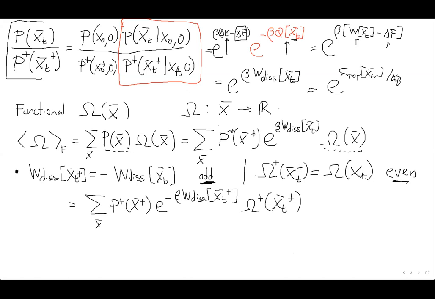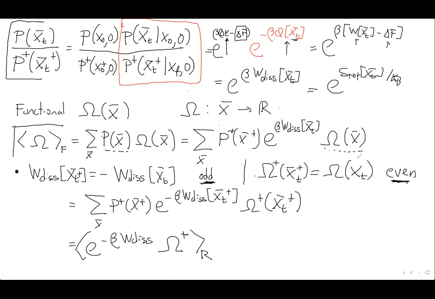Okay, this was an assumption, and you will see there are many observables, many functionals we can use with this property. And you will see it's very nice. It's an assumption, but there are many interesting functionals that are in it. Okay, so I reached here, and you see that everything is with pluses. So I can also write this as the average of e to the minus beta, the dissipation, times omega plus in the reverse process. This is the result of this theorem.